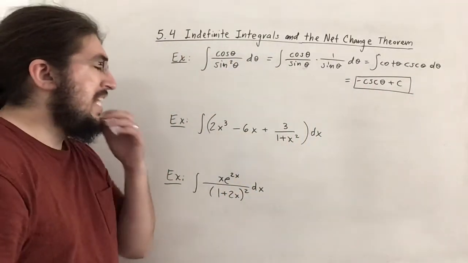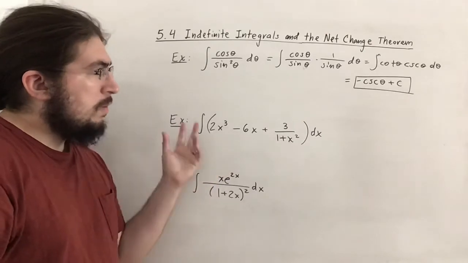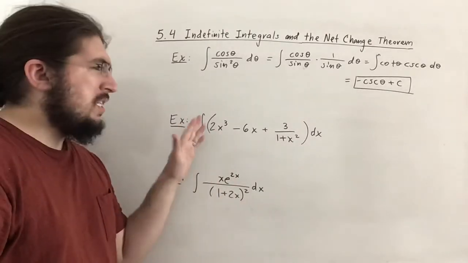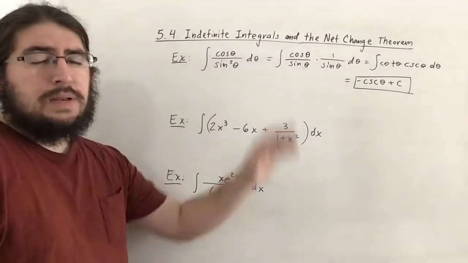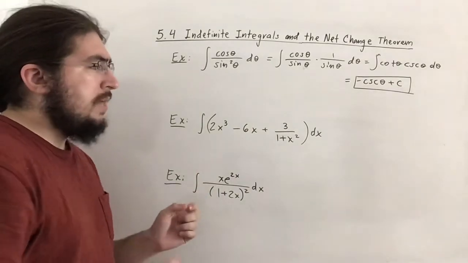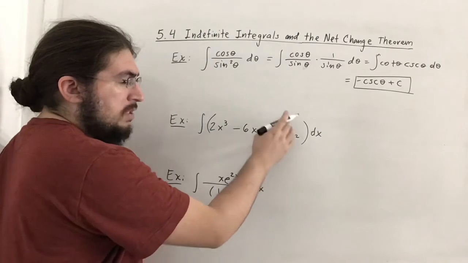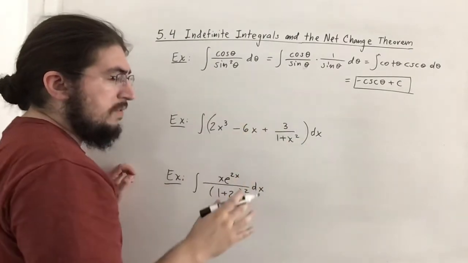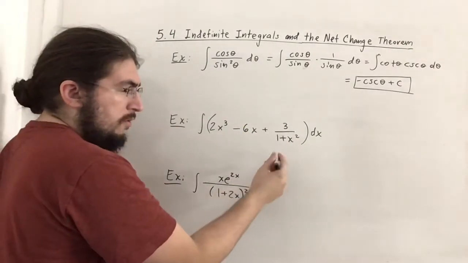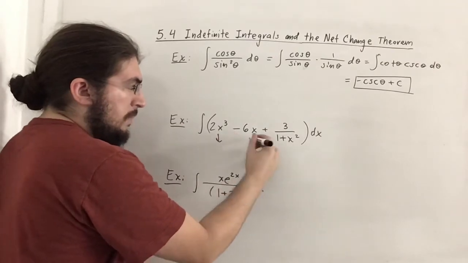Not too bad. This next one, we can split it up if you want, or we can just take the antiderivative of each term and then write a plus c at the very end. I'm going to do that. The only issue is this 3 over this. If it was a 1 over this, then it's tangent inverse. But since it's 3 over, it's going to be 3 tangent inverse. So I'm going to write this.